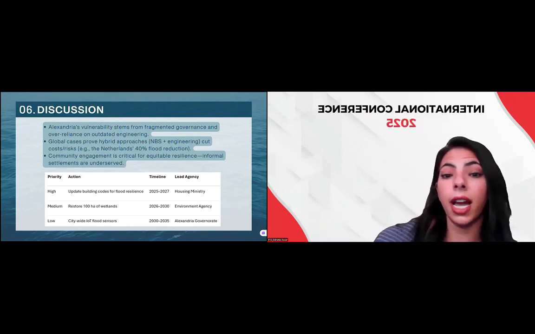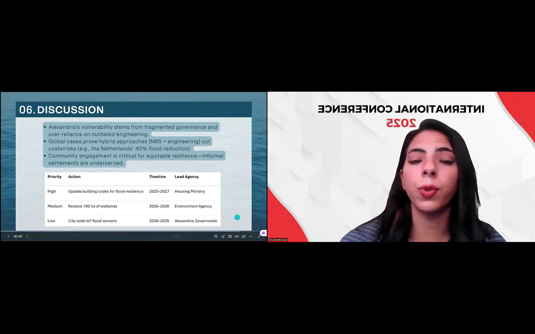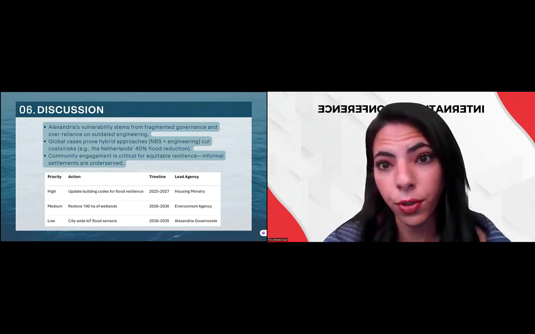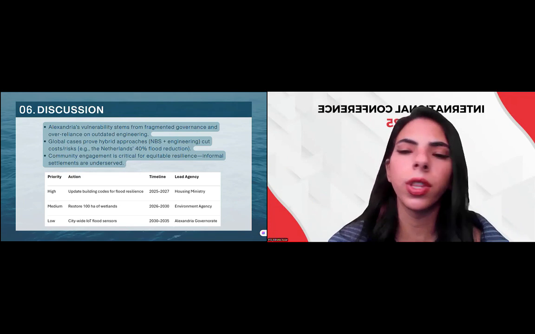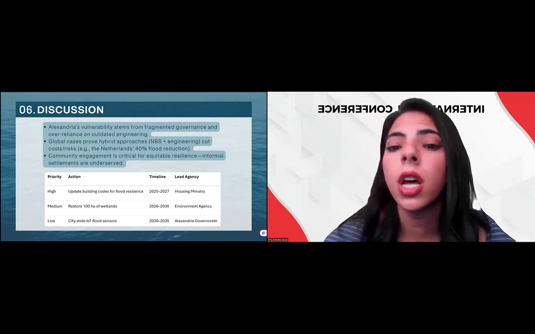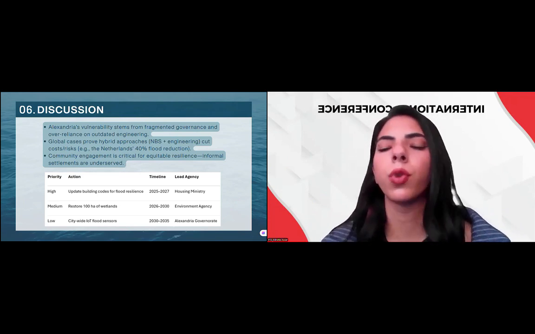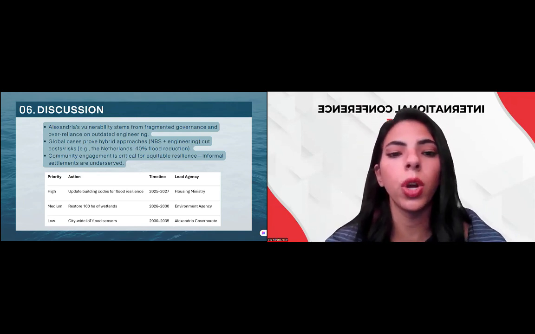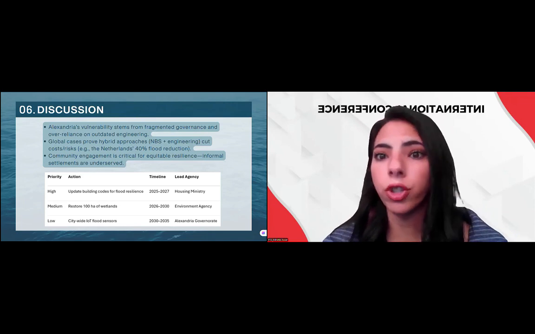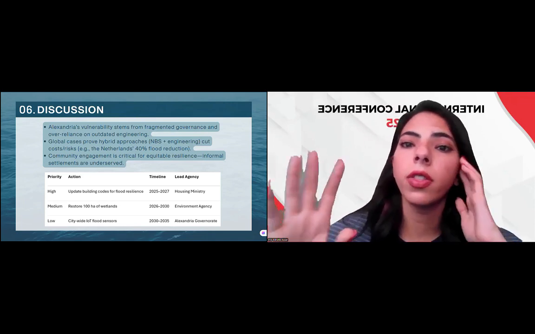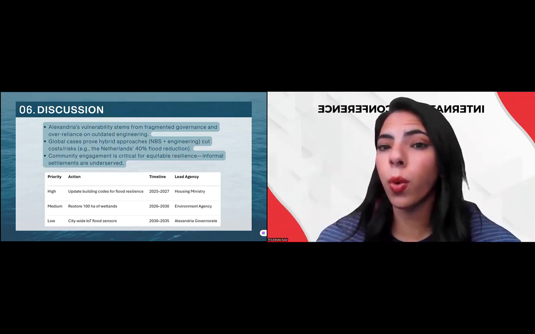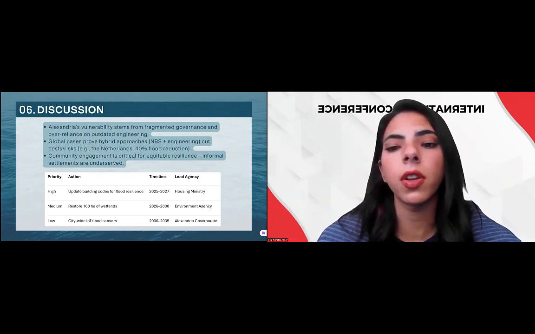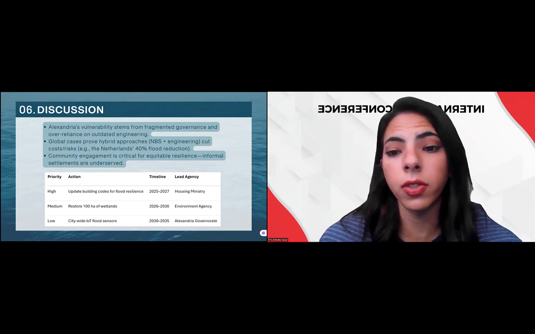So for the priority in the action timeline, the highest priority would be to use the institutional pillar to update the building codes for flood resilience. And this could occur within a time frame of just 2 years. The responsible agency would, of course, be the housing ministry. And the medium priority action would be to integrate more nature-based solutions. They're medium because of their time frame. They do require more time. However, the earlier we start, the better. And this, of course, is dependent on the Environment Agency.